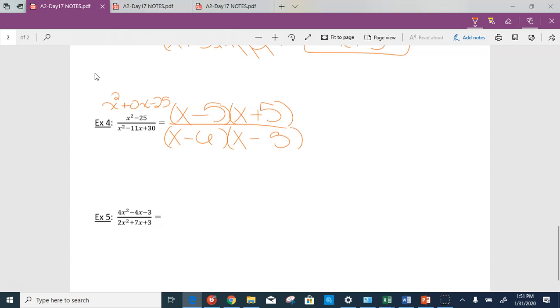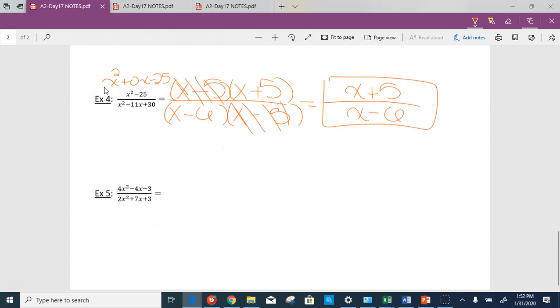Now to remove any common terms, I have x minus 5 on top and x minus 5 on the bottom. So what I have remaining then is just a singular x plus 5 in the numerator and x minus 6 on the bottom, and that is my final answer. I cannot simplify it any further. Now, number 5, our last one, requires a bit more work, but nothing too complicated.